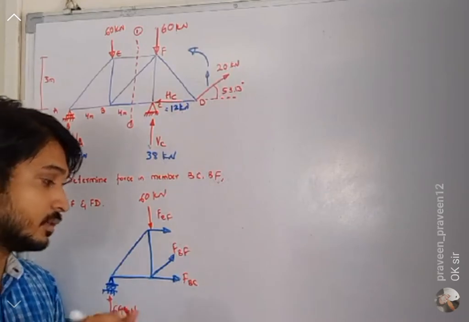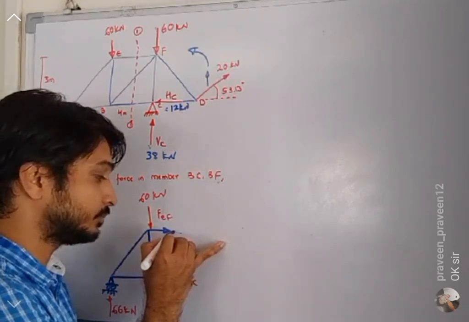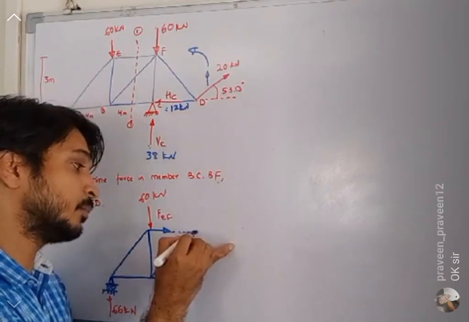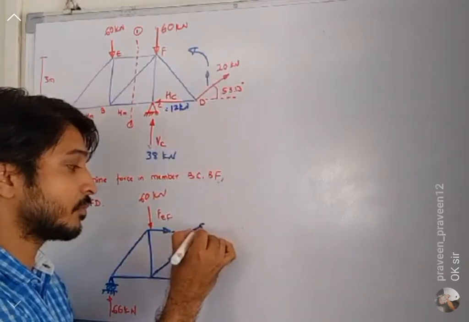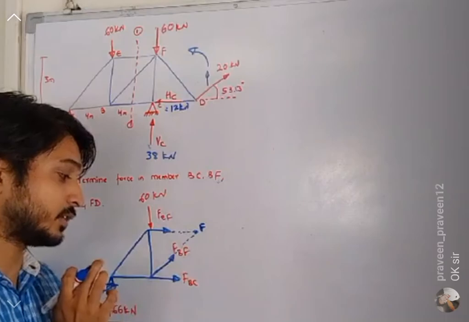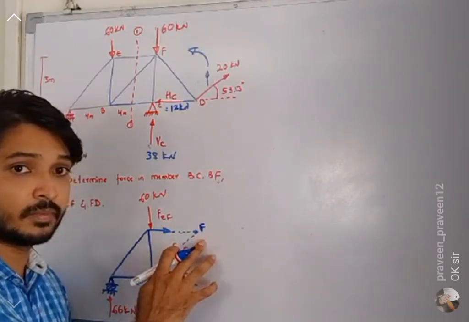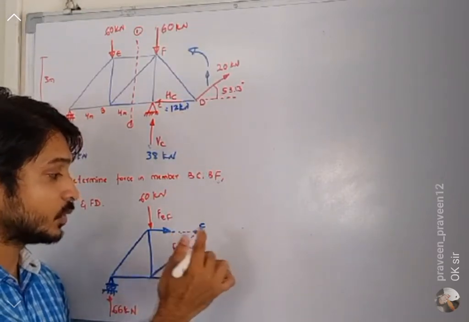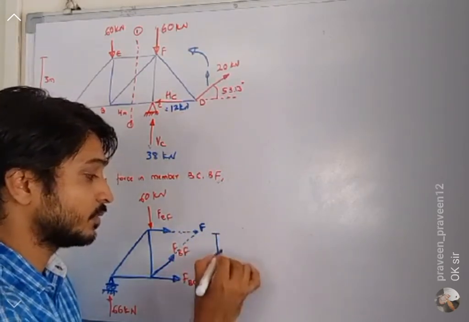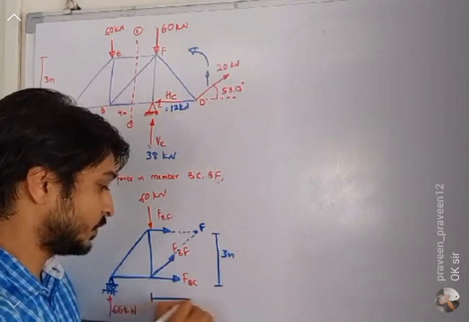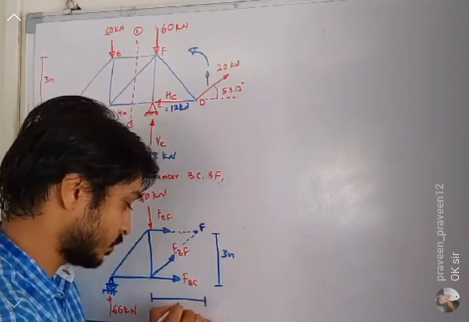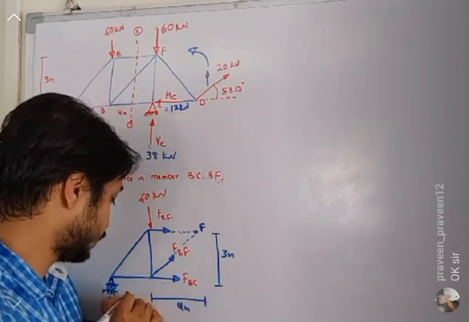If I extend this line, and if I extend this also, will they meet at the same point? That point is called F. Correct? If I extend this and this, they will meet at point F, right? This distance they have given as 3 meter, and this one they have given as 4 meter, and this is also 4 meter.